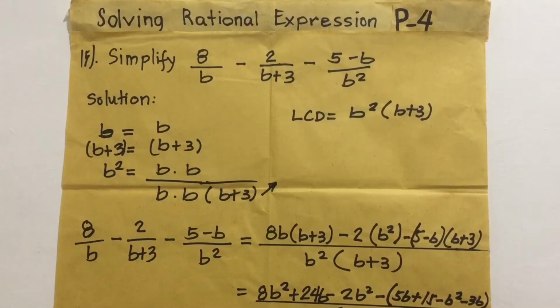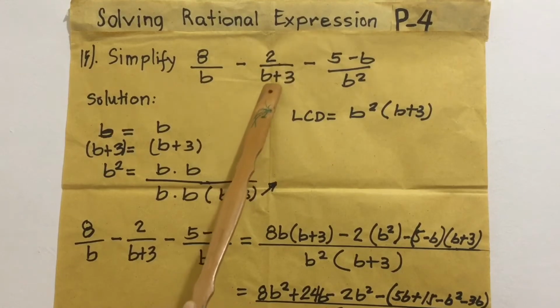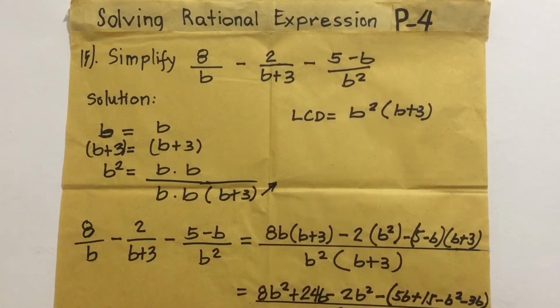Hello everyone, today we're going to solve rational expressions part 4. We are now in number 15. Simplify 8 over b minus 2 over b plus 3 minus 5 minus b over b squared.